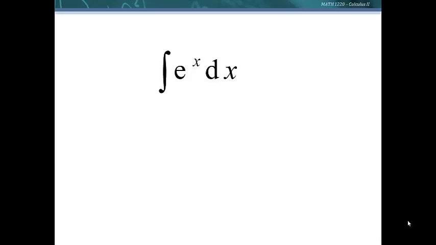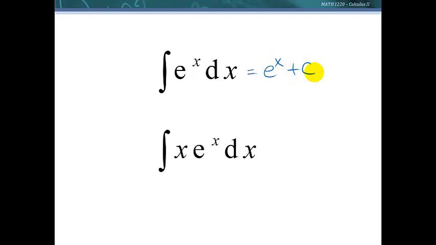Integration by parts. If we had the integral of e to the x dx, we could evaluate it because we would think of what function's antiderivative is e to the x, and we know that's e to the x, and then we could put plus a constant on here. But what if we had the integral of x e to the x dx?